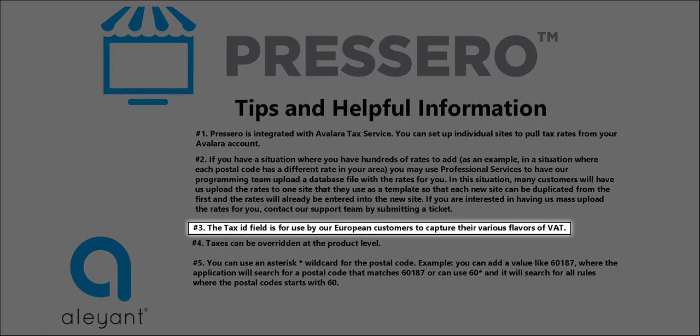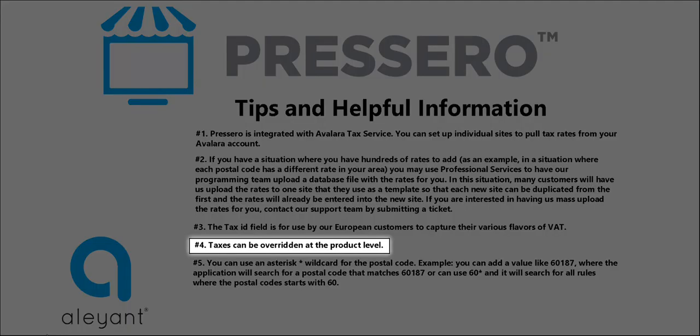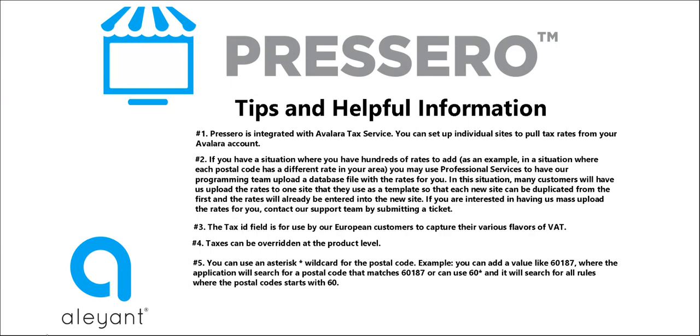The tax ID field is for use by our European customers to capture their various flavors of VAT. Taxes can be overridden at the product level. You can use an asterisk wildcard for the postal code. For example, you can add a value like 60187 where the application will search for a postal code that matches 60187, or also can use 60 asterisk and it will search for all rules where the postal codes starts with 60. Thank you.